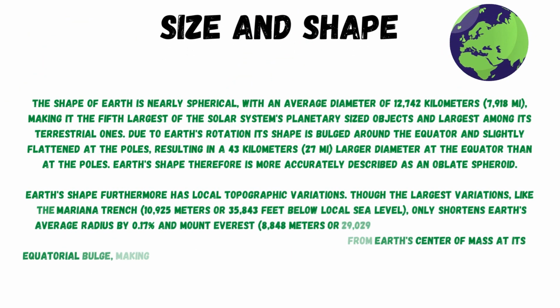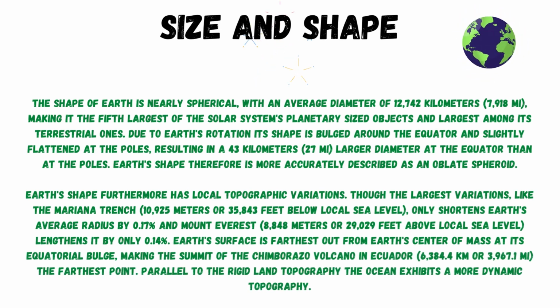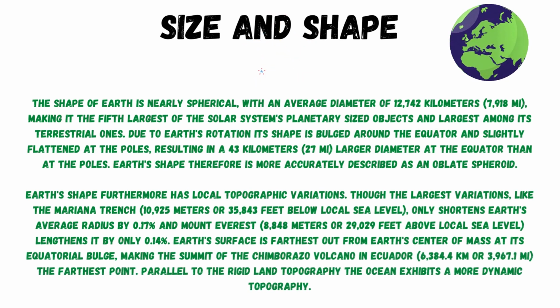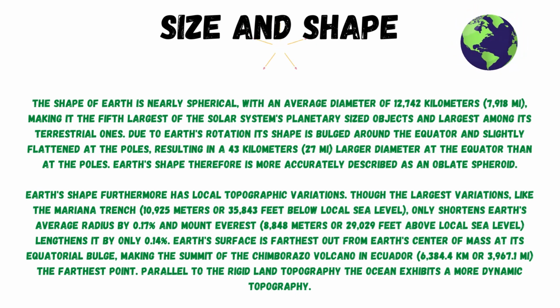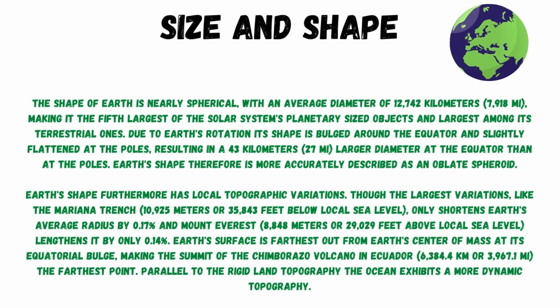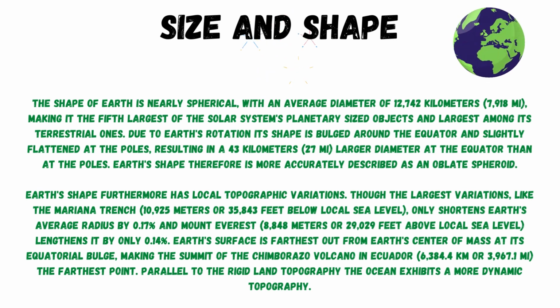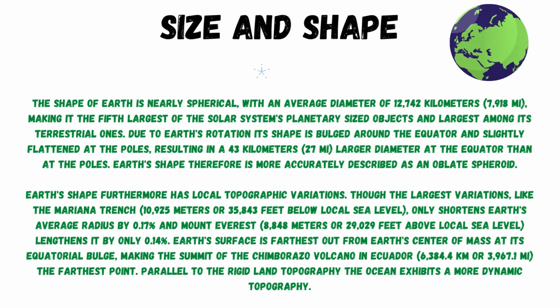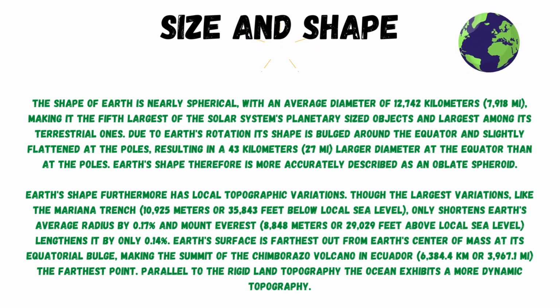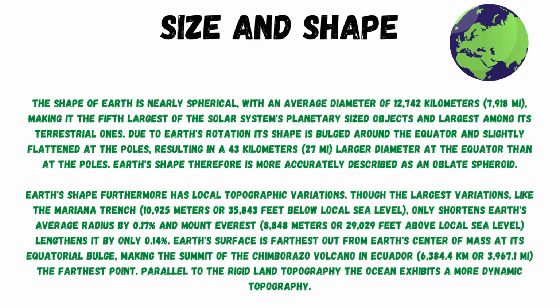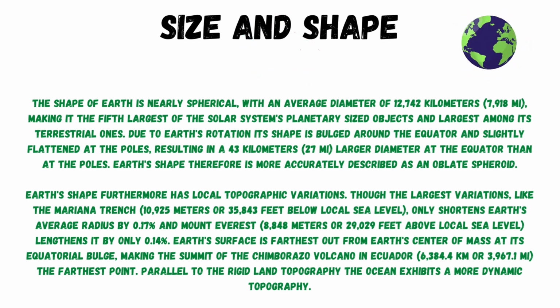Size and shape. The shape of Earth is nearly spherical, with an average diameter of 12,742 kilometers, 7,918 miles, making it the fifth largest of the Solar System's planetary-sized objects and largest among its terrestrial ones. Due to Earth's rotation, its shape is bulged around the equator and slightly flattened at the poles, resulting in a 43 kilometers, 27 miles, larger diameter at the equator than at the poles. Earth's shape therefore is more accurately described as an oblate spheroid.